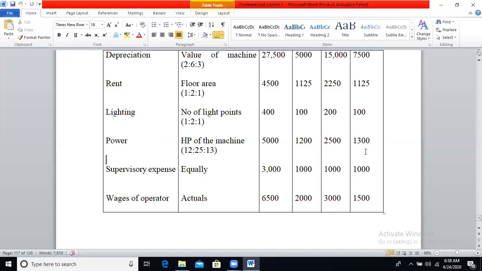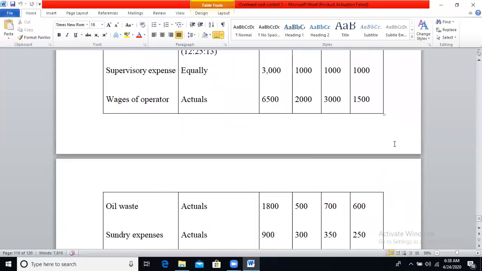So supervisory expenses, they have mentioned, supervisor is devoting his time for all the three machines equally. So if you divide 3,000 equally, 3,000 into 1 divided by 3, you will get 1,000, 1,000, 1,000. And wages of operator, this should be whatever the actual value mentioned in the list you have to consider. 2,000 for first machine, 3,000 for second machine, and 1,500 for third machine. If you add these three, you will get 6,500.